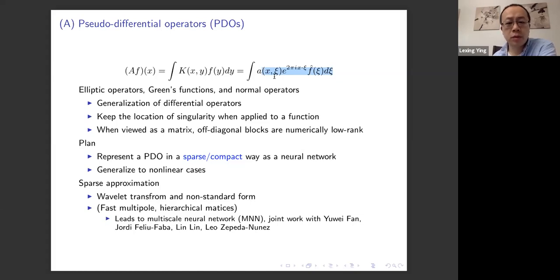And one very important property is that it keeps the locality, so the singularity is near the diagonal of the operator. Mathematically, at least from a numerical linear algebra point of view, what it means is that if you view this operator as a matrix, if you discretize, then the off-diagonal blocks, the singularity only appears along the diagonal, and the off-diagonal blocks are usually numerically low rank. Therefore, the plan of our approach is that we're trying to see whether we can represent the pseudo-differential operator in a data sparse and compact way. And hopefully, this data sparse and compact way can be represented as a neural network.